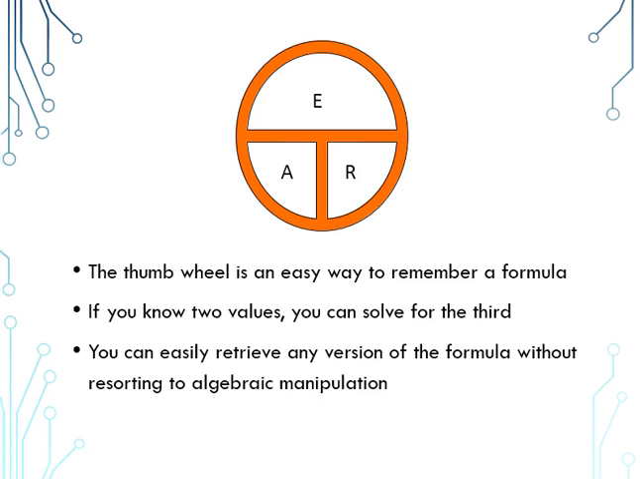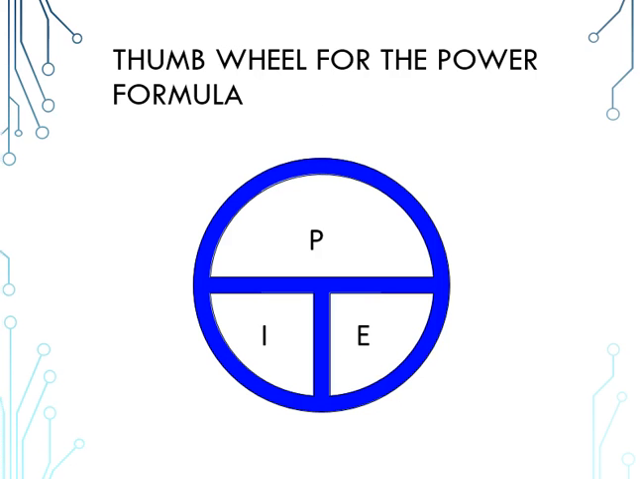And that gives us three of the 12 formulas. As long as we have two values, we can solve for that third one, and we don't have to manipulate the formula any. The thumb wheel does that for us. Now that's E-I-R. Now we'll go on to P-I-E, which is our power formula.